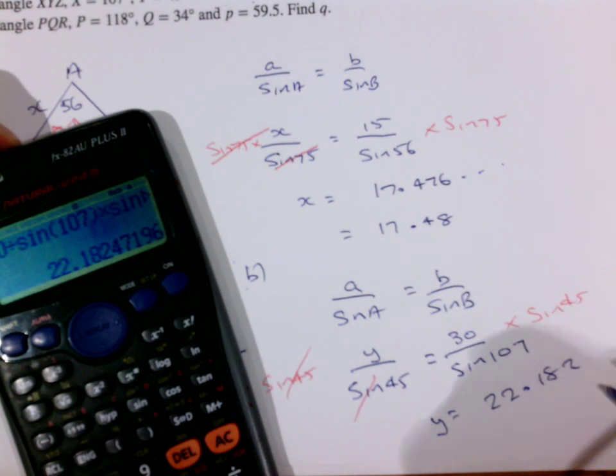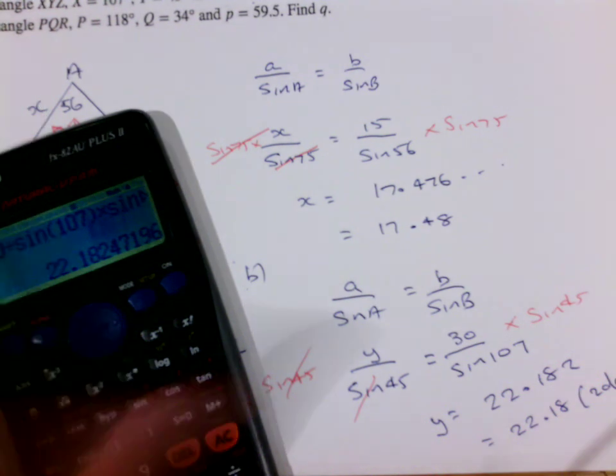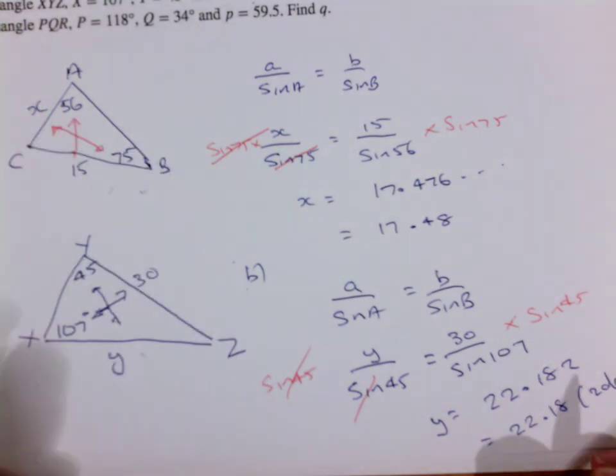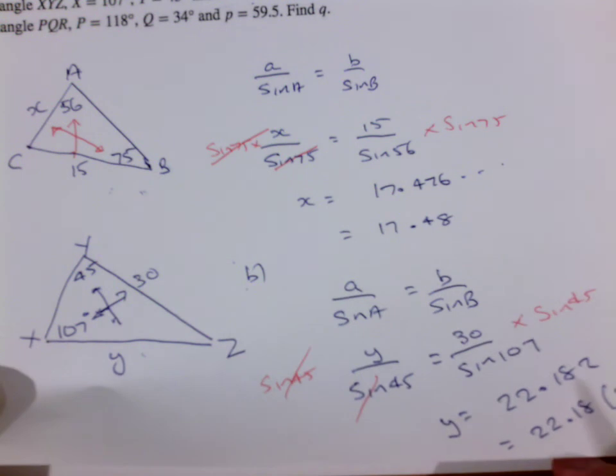.182, 2 decimal places, 22.182 dB. Okay, so far so good. Okay, we've got one to go, haven't we? We'll take that off so we can just do this last one, which is C.